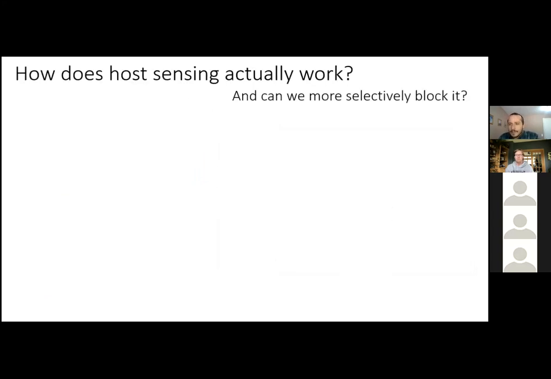So yeah, I started a PhD, kind of continuing on this work in 2019. And we've had the ongoing question from my master's work: how does this host sensing actually work? Is it just the release of calcium? And is there a way to more selectively block it?